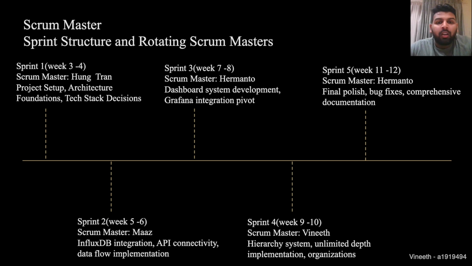So during Sprint 1, we had Tran focused on setup of the project and architecture. Sprint 2 was led by Mars. He implemented InfluxDB integration and API connectivity. Sprint 3 was done when Hiramandu developed the dashboard and integration with Grafana. I led the Sprint 4 in building the hierarchy system for the organizations. Sprint 5 was again led by Hiramandu to take care of the final testing, optimization and documentation.